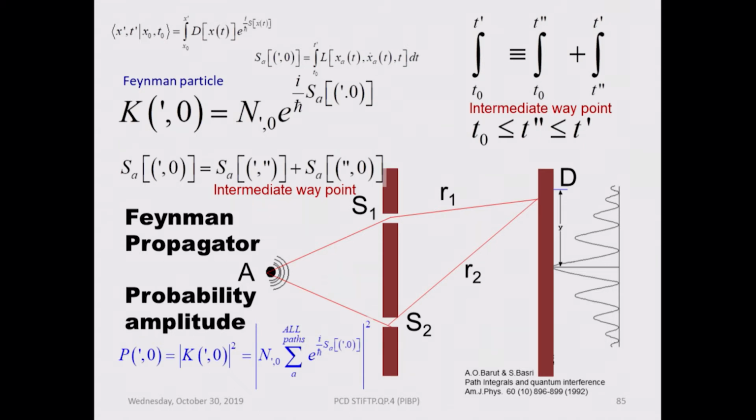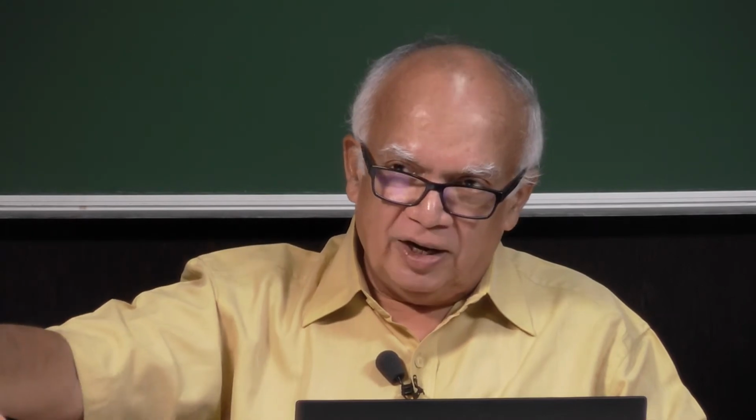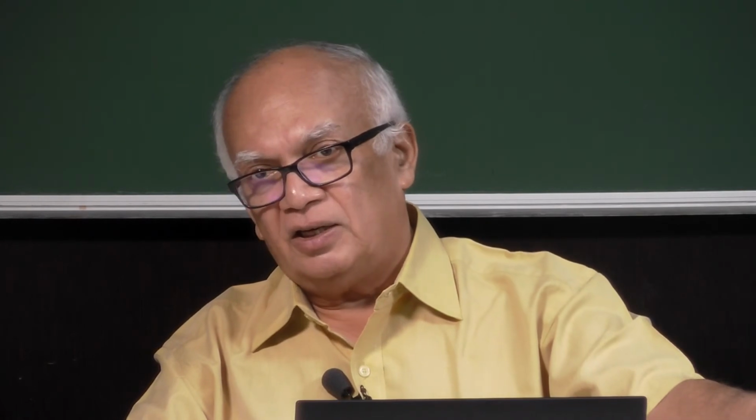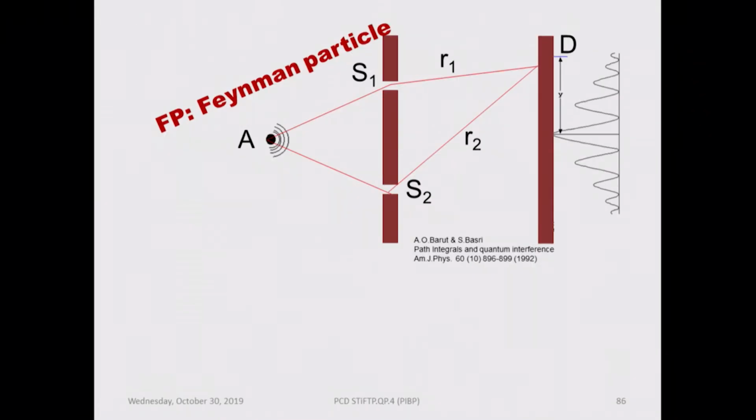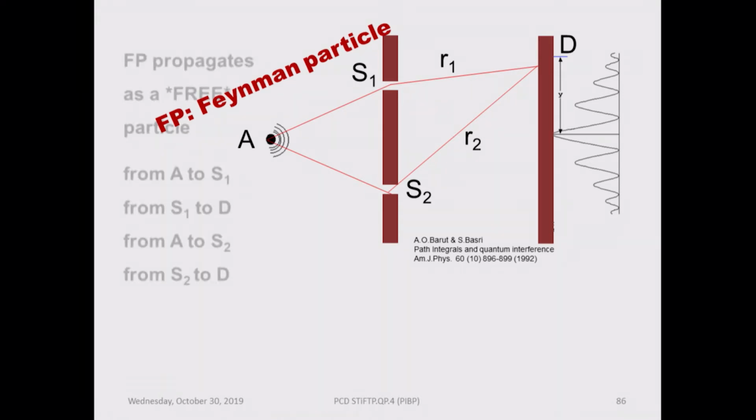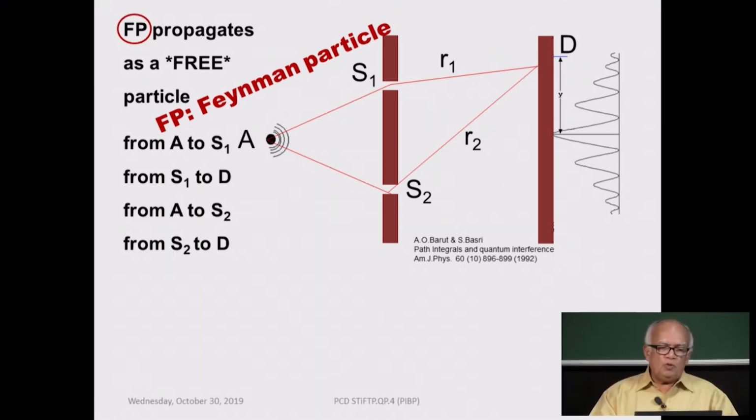On your way to school, you go via a restaurant, have a cup of coffee, or go to some other restaurant and have a coffee, right. So these are the alternative paths that you are going to consider. One is via S1 and the other is via S2, and the Feynman particle could go from A to S1 and then from S1 to D, or A to S2 and then from S2 to D.